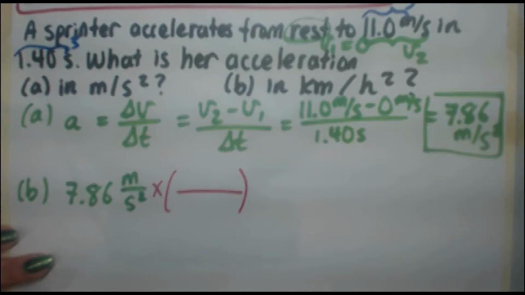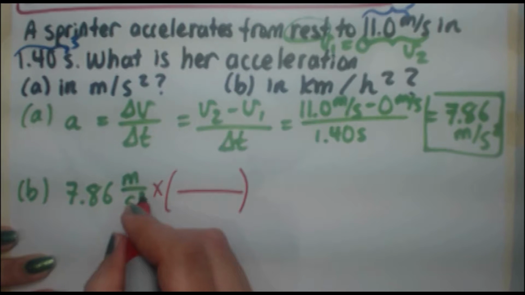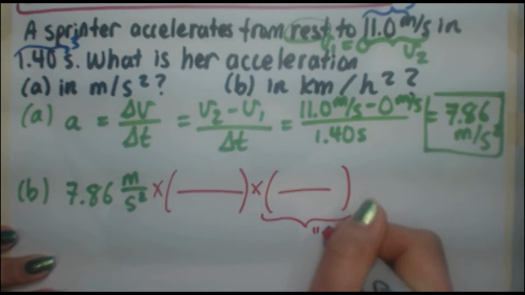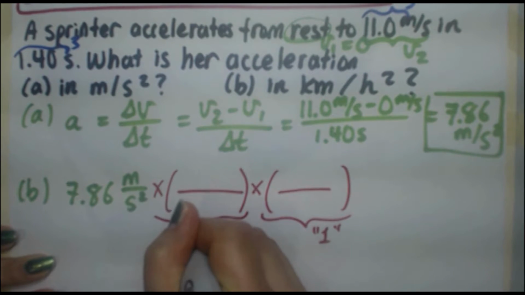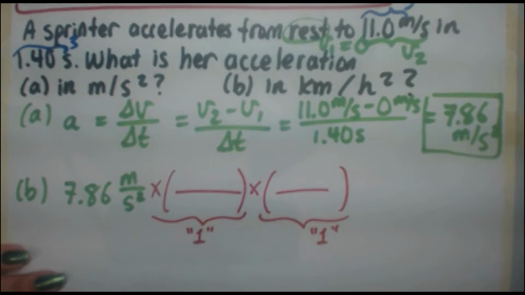So here's the catch. In this question, I'm trying to get rid of the meters to make it kilometers and the seconds squared to make it hours squared. Because I'm changing 2 different units, I need to multiply by 1 twice. So these 2 red brackets are going to be equivalent to 1. Why? Because if you multiply by any other number, you're going to change the question. In this case, it's really beneficial to multiply by 1. The only catch is you have to pick a proper 1. I'll show you how to do that.